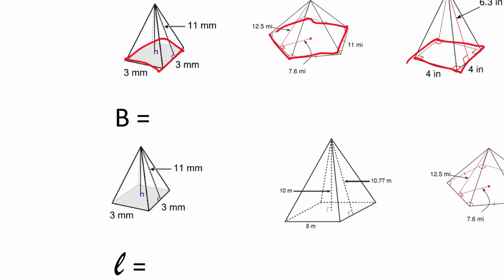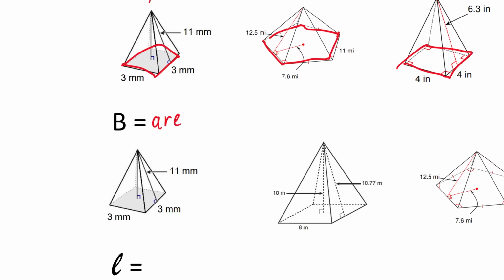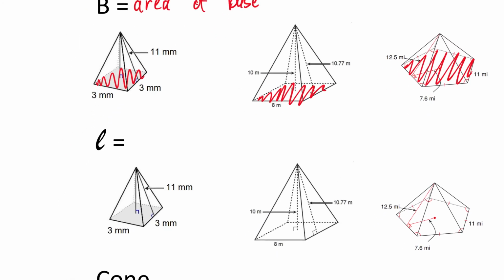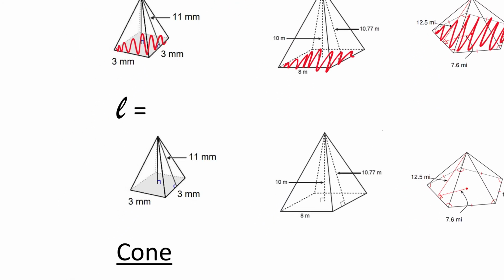What does the capital B stand for? Area of the base. Looking for the area of that, the area of this, and the area of this. Okay, the L stands for what? The slant height.